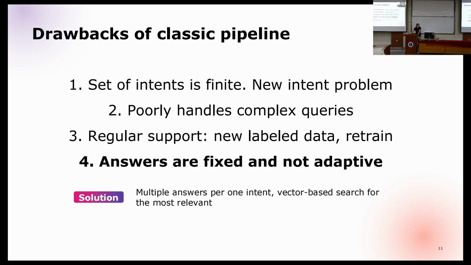The next problem is answers. They are written by humans, they are fixed, they are constant, and they are not adaptive. For example, we can imagine a case when a client asks two almost the same questions, but with different style, with different words, and the answers will be the same for both of those questions. A possible solution is we can try to write down multiple answers per one intent and do a vector-based search for the most relevant. So we classify the intent first, and then we do a vector search for the most appropriate, the most corresponding answer using embeddings. But that's also just a workaround. It's not solving the problem as a whole.